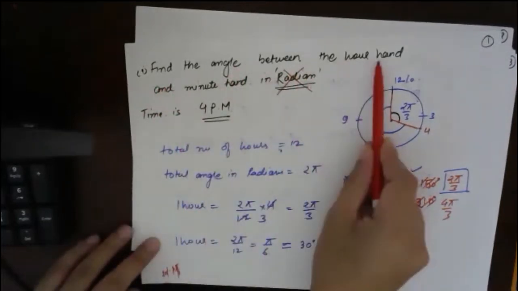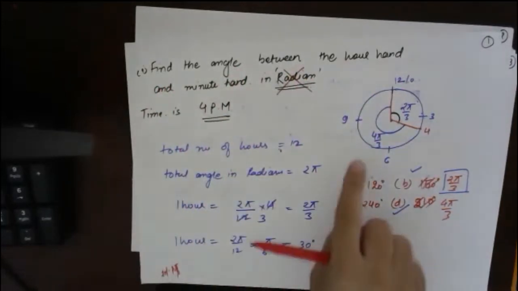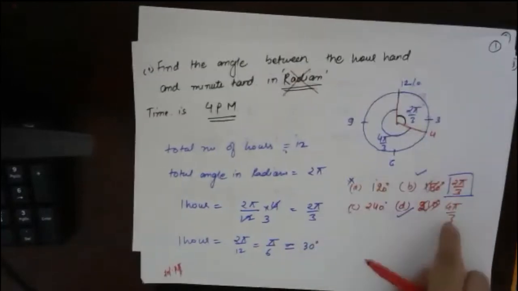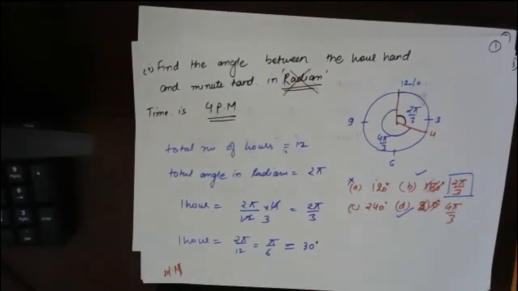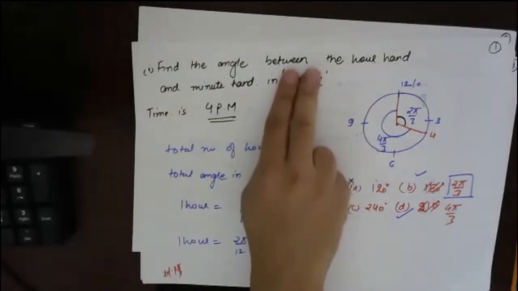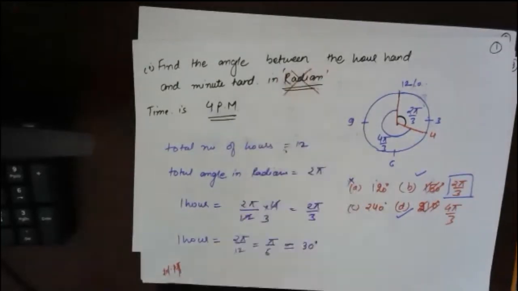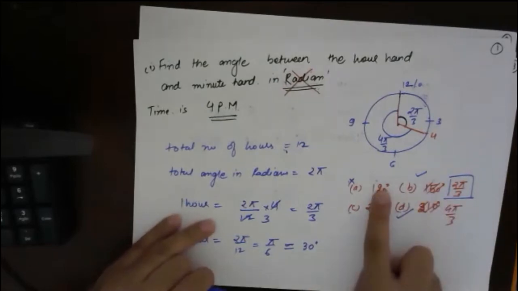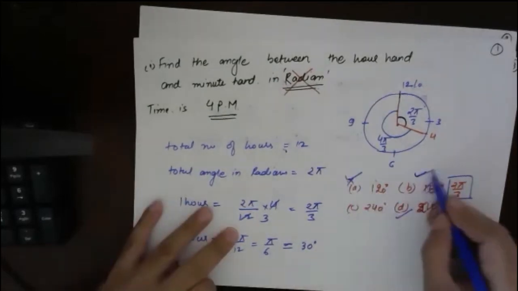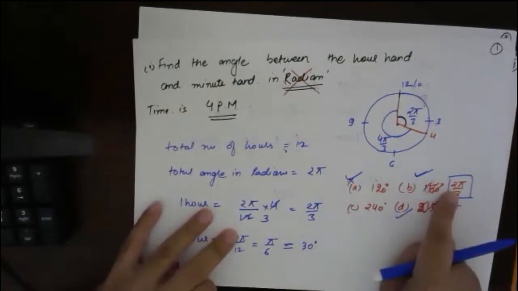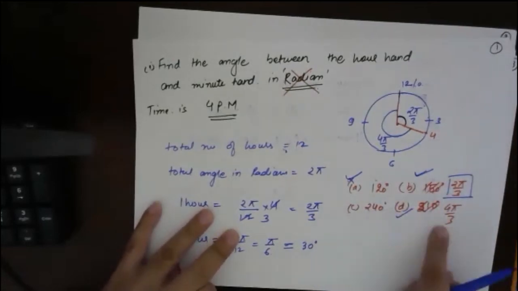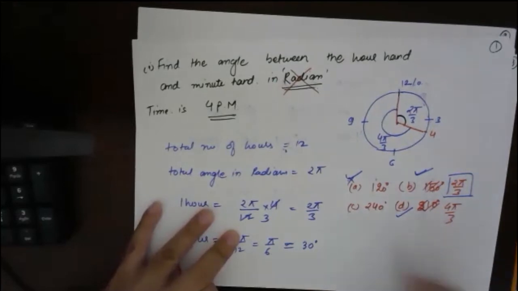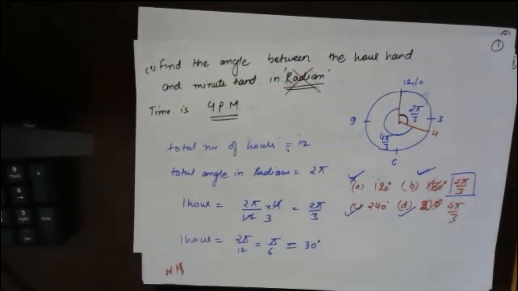Now suppose they have simply asked: find the angle between the hour hand and the minute hand, and these four options they have given. Then what will be the answer? Radian is not there. All four: 120 in radian, 120 in degrees. So first and second are correct. This is the shortest angle, right? And this is the reflex angle 240. Both of them. So in this case, all four will be correct.